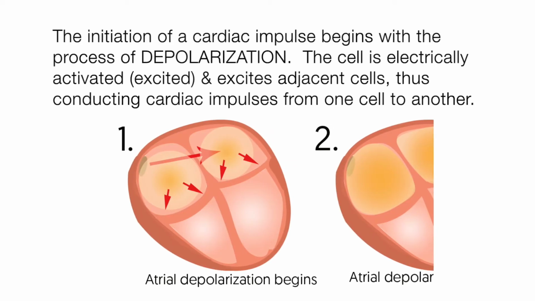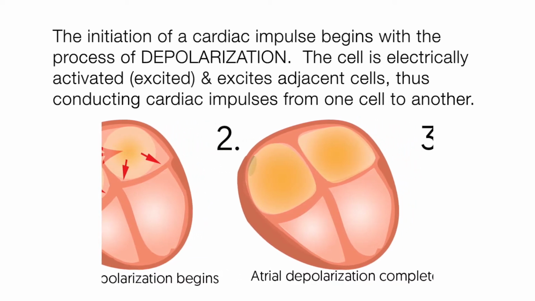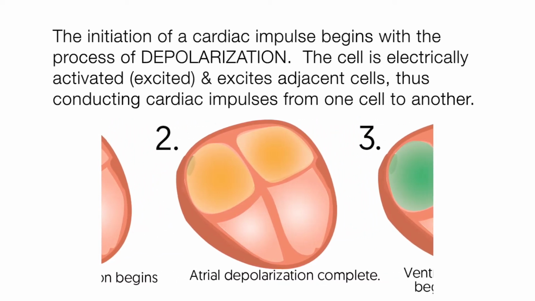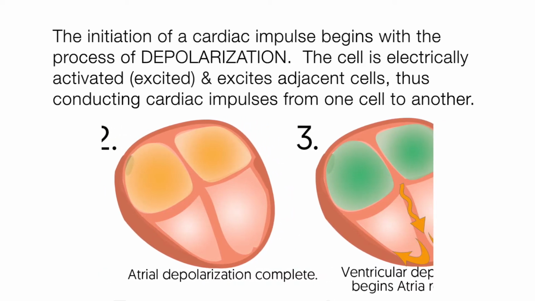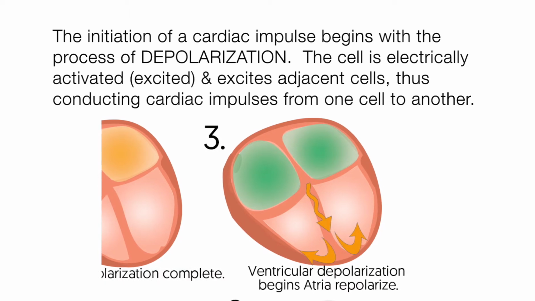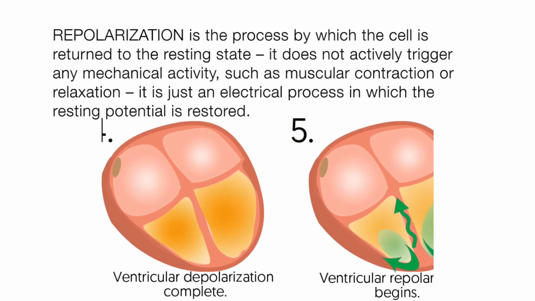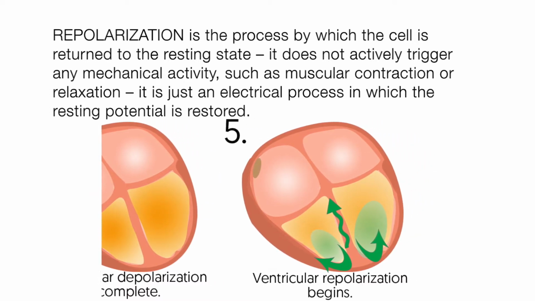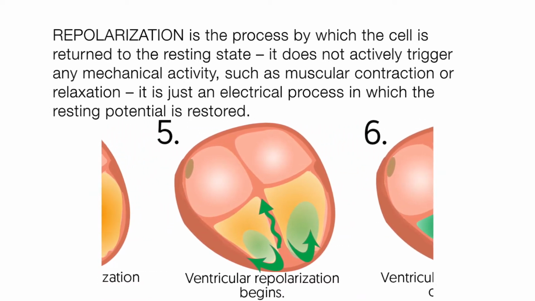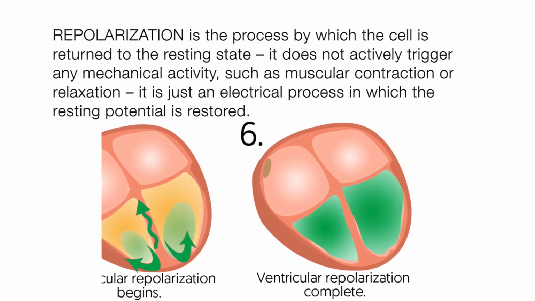The initiation of a cardiac impulse begins with the process of depolarization. The cell is electrically activated or excited and excites adjacent cells, thus conducting cardiac impulses from one cell to another. Repolarization is the process by which the cell is returned to the resting state. It does not actively trigger any mechanical activity, such as muscular contraction or relaxation. It is just an electrical process in which the resting potential is restored.